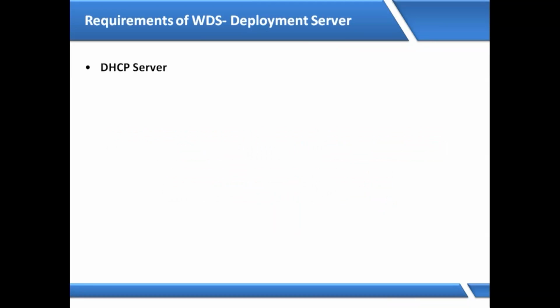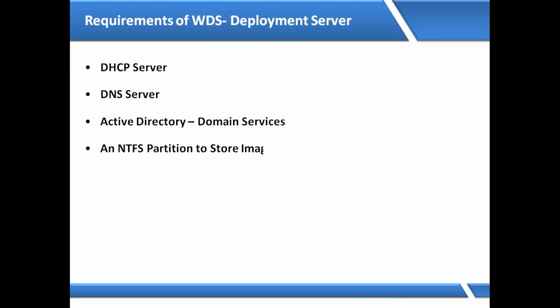So before I configure WDS, what are the prerequisites? In our network, before we use WDS, we should have a DHCP server. We should also have a DNS server, and we should also have our domain controller. Then we need to create one partition and copy the ISO image of the operating system which we want to deploy, and keep it there.